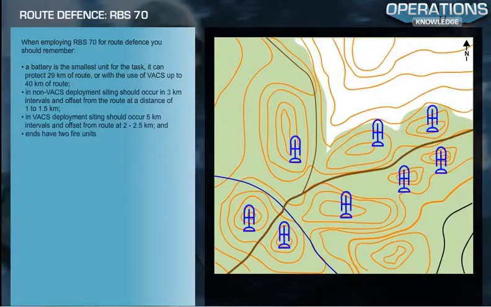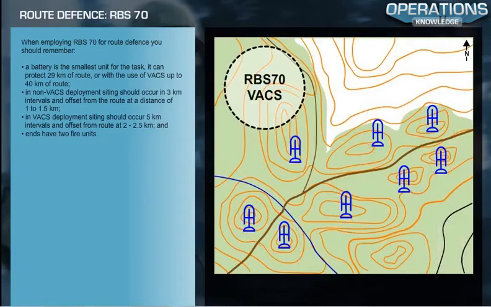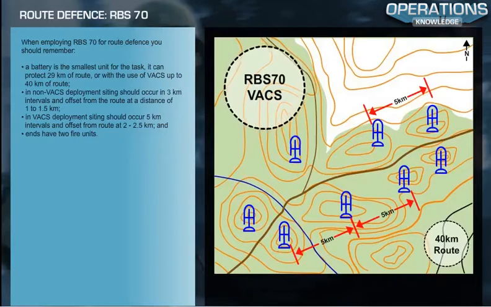A battery is the smallest unit for the task. It can protect 29 kilometres of route, or with the use of VACs, up to 40 kilometres of route. With the exception of those at each end of the route, fire units should be deployed either side of the route at 3-kilometre intervals and offset from the route by 1 to 1.5 kilometres. Each end of the route should be covered by 2 fire units. If the RBS 70s are deployed with VACs, the fire units should be deployed either side of the route at 5-kilometre intervals and offset from the route by 2 to 2.5 kilometres.